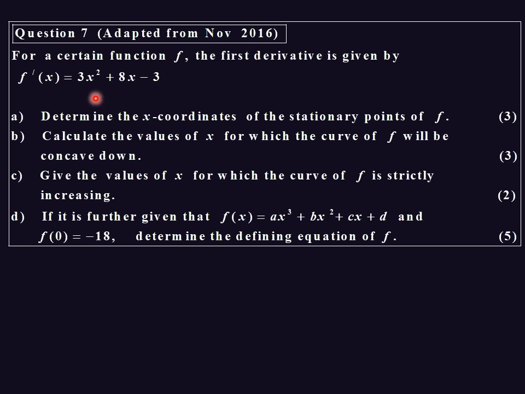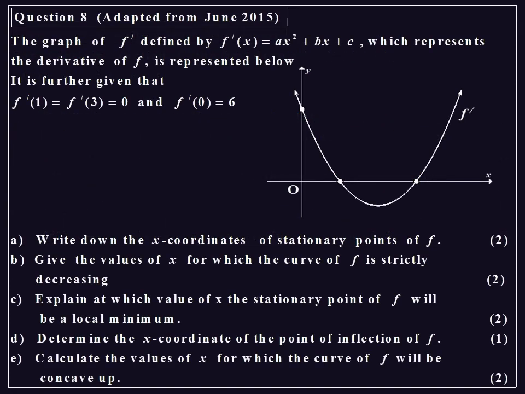Question number 7, there the first derivative is given, something similar to the last question. Let's look at this question here. This is the last question, question 8. It's adapted from the June 2015 paper. Here we have the graph of a first derivative. We tell you the first derivative at 1 and the first derivative at 3 are both equal to 0, and we also have the first derivative at 0 equal to 6. So you have to interpret that, right? And then we have questions similar to what we asked from this first derivative graph.